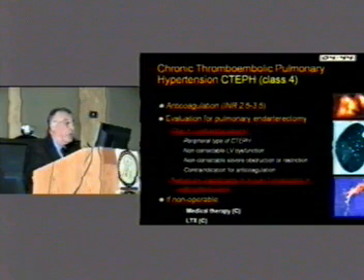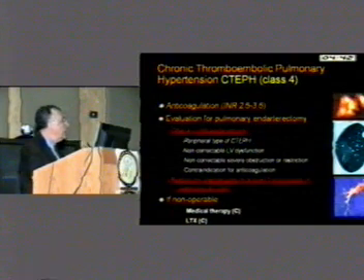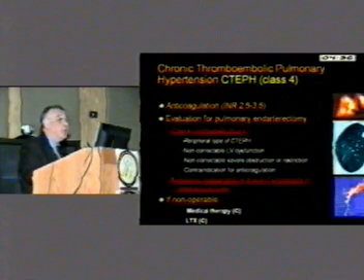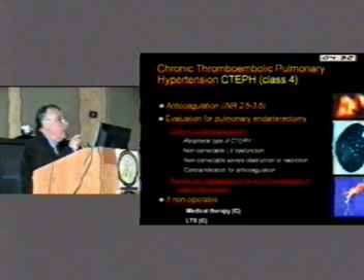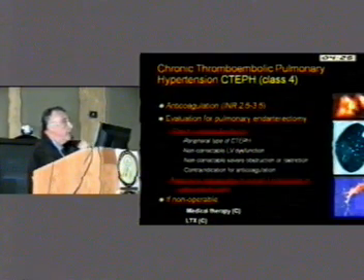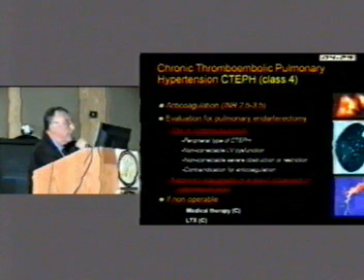That's class 4. The main target is to anticoagulate the patient with an INR of 2.5 to 3.5. Evaluation for pulmonary endarterectomy is important, but we have contraindications. Unfortunately, this surgery is a major one. It's not popular in our country, and it has, of course, a high mortality rate.